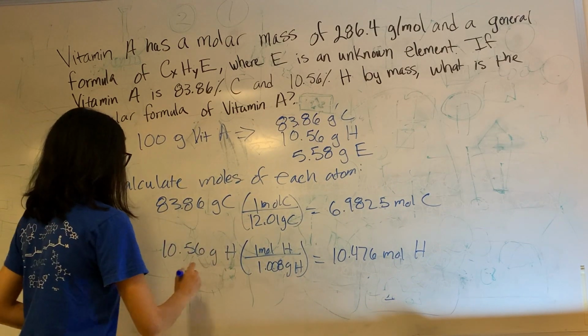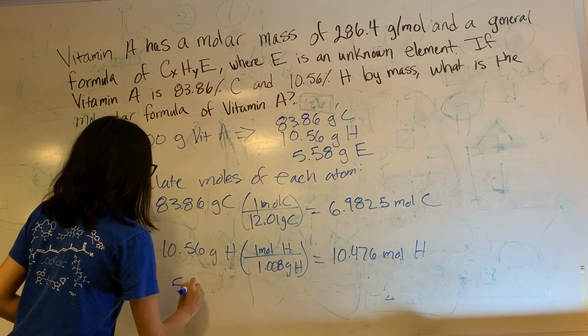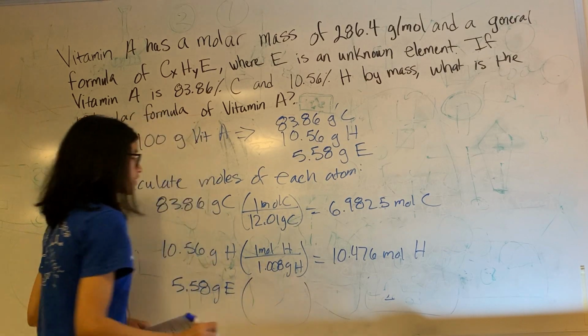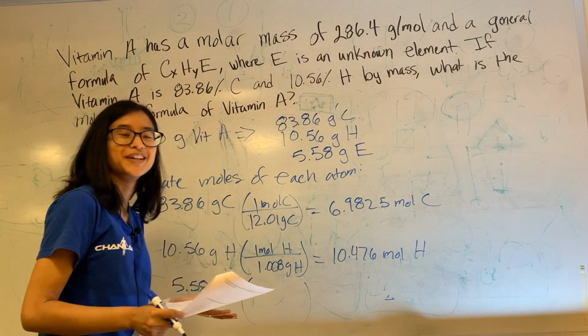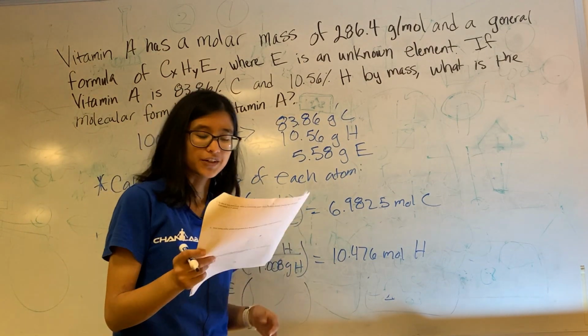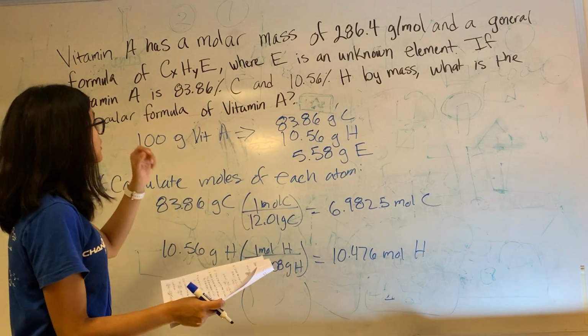The only problem is now we're going to get to the 5.58 grams of E, and we're going to realize, wait, I don't know what the molar mass of E is because I don't know what it is on the periodic table. So how do we figure this out? So we can do a little bit of thinking on this.